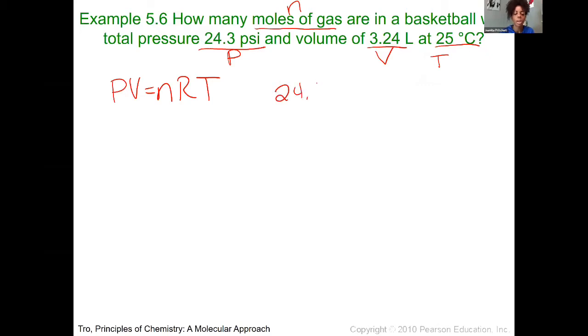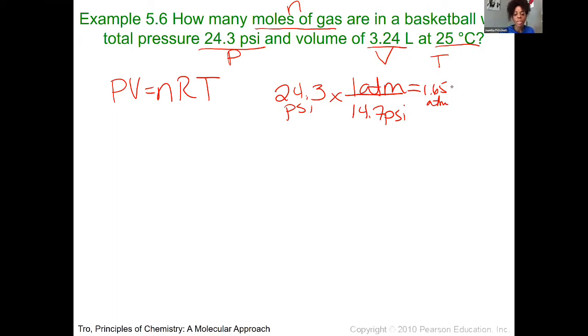So we would take 24.3 psi, and we are going to utilize the fact that there are 14.7 psi for every 1 atmosphere. And so when we plug that in, we have 24.3 divided by 14.7. And that gives us 1.65 atmospheres for the pressure unit.